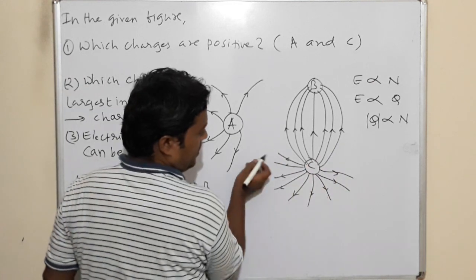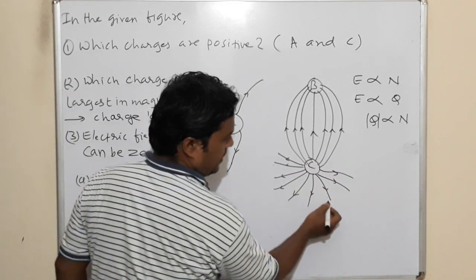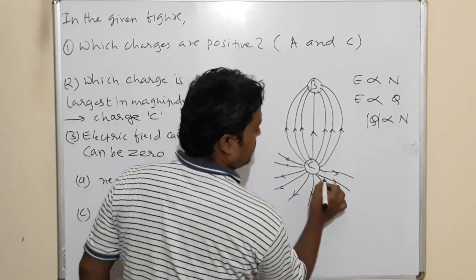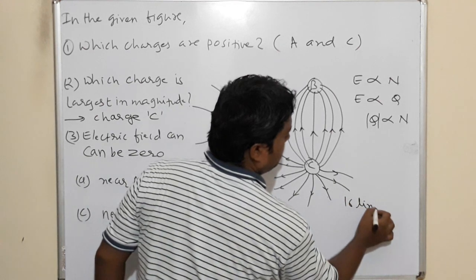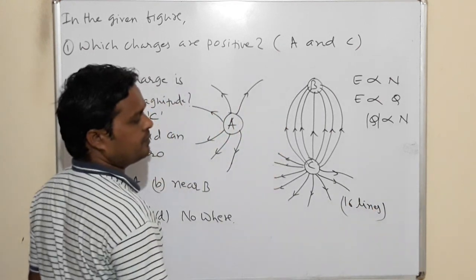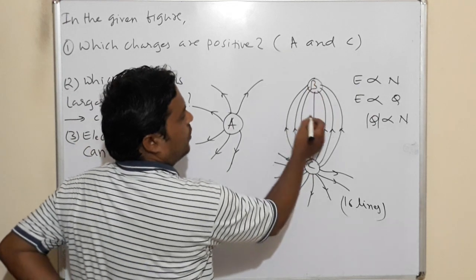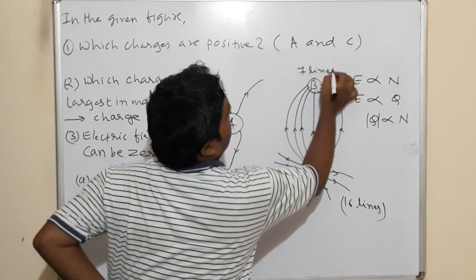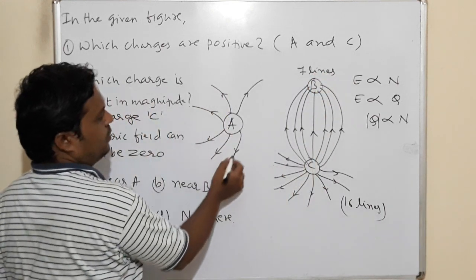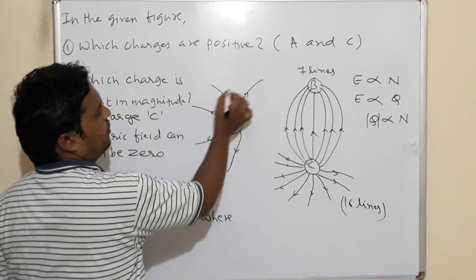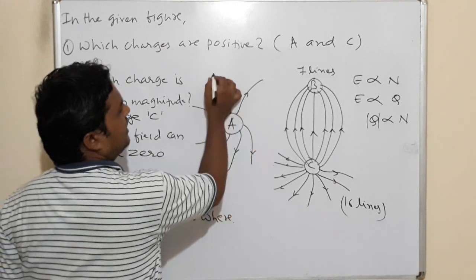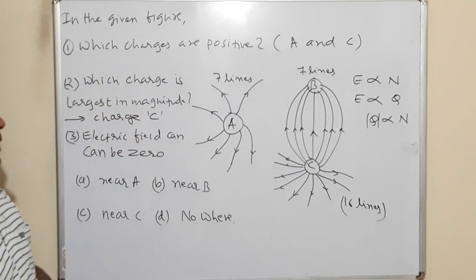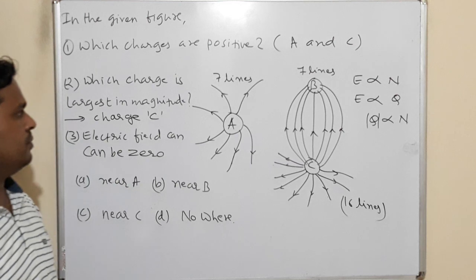See, count the number of lines: 1, 2, 3, 4, 5, 6, 7, 8, 9, 10, 11, 12, 13, 14, 15, 16. So around C we have 16 lines, but around B we have only 7 lines. And around A we have 1, 2, 3, 4, 5, just like this. Here also we have 7 lines. That means this charge is largest in magnitude.